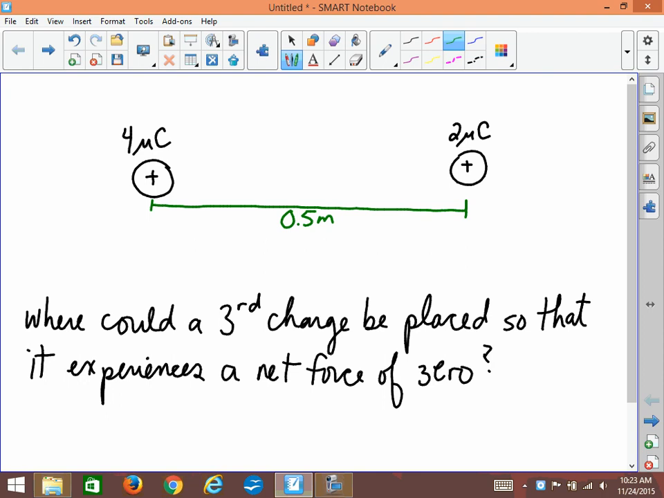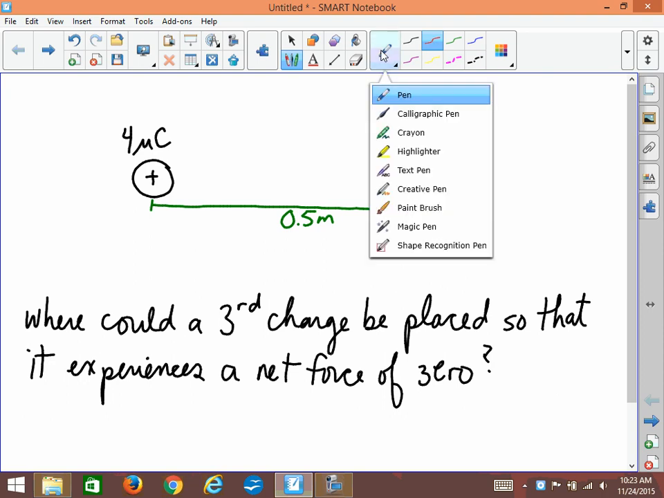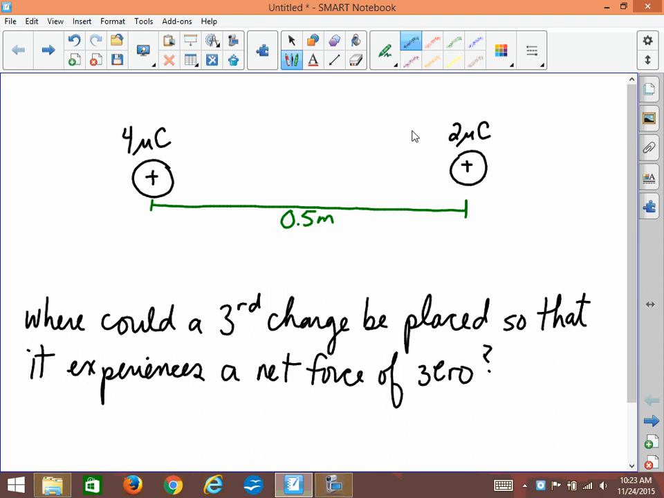So in other words, we're taking a third charge. I'm going to use a little red blob for this third charge. But we're going to put this third charge anywhere around this scenario. And we're finding out where would you put it so that it would experience a net force of 0. In other words, all the forces acting on it would cancel out. So we're going to mess up this diagram a bit. Let's look at some of the possibilities.